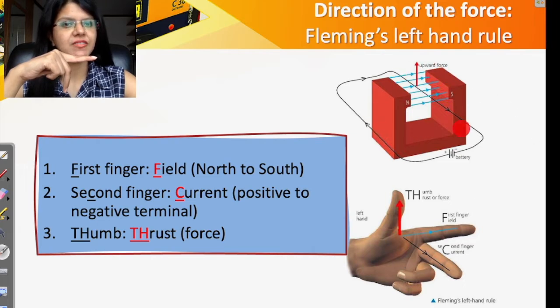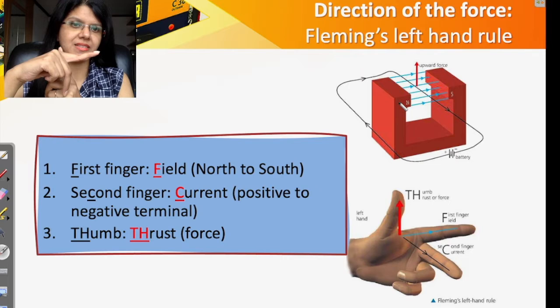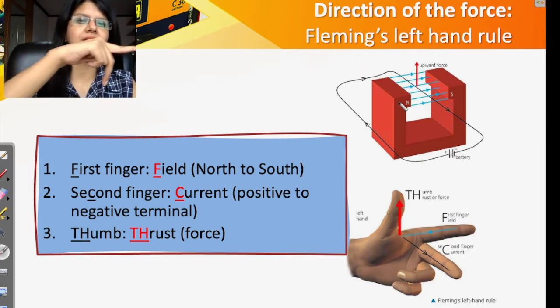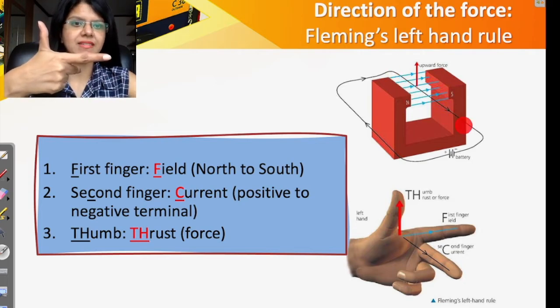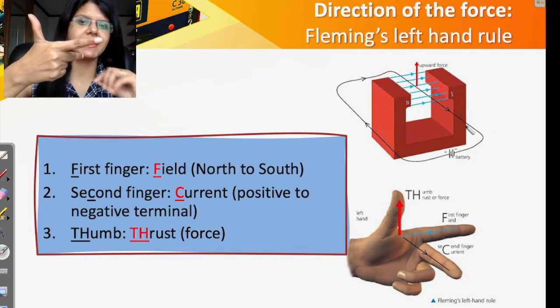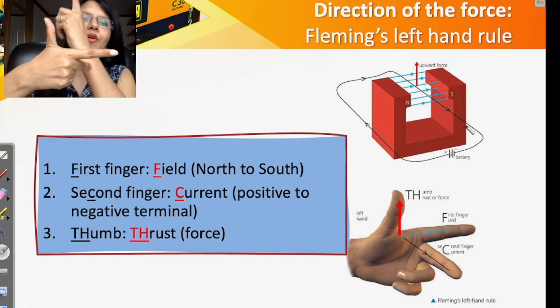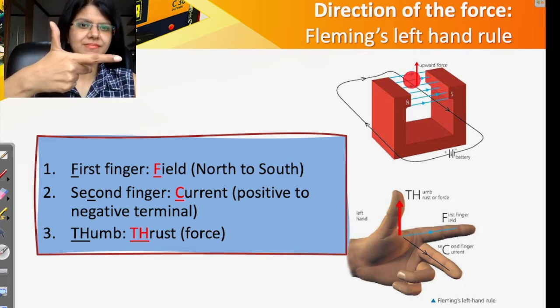So let's find the direction of the force in this particular picture. How do you determine the direction of the field? The field always is pointed from the north towards the south. So this finger will point north to south. Alright. Current is given by the second finger. So current, if you see, it's coming out this way. So place your second finger in the direction of the current. The thumb goes up. That means your force, which is experienced by this conductor or this wire, is in the upward direction.